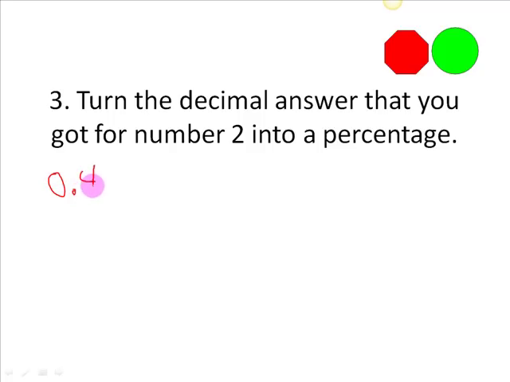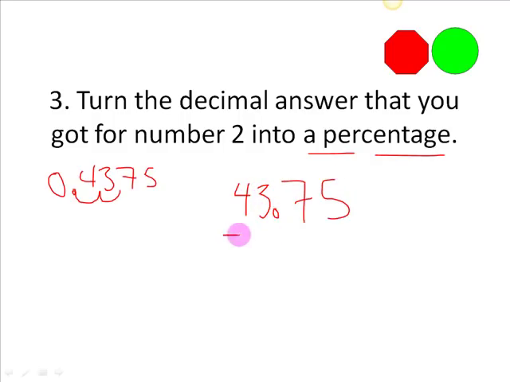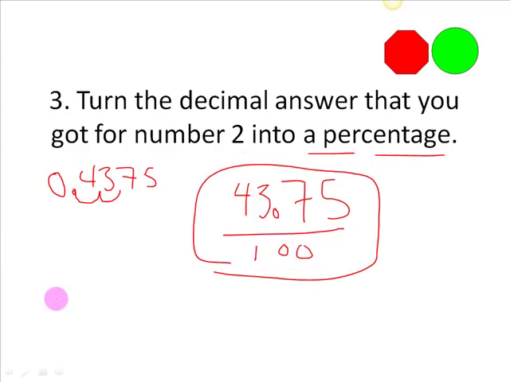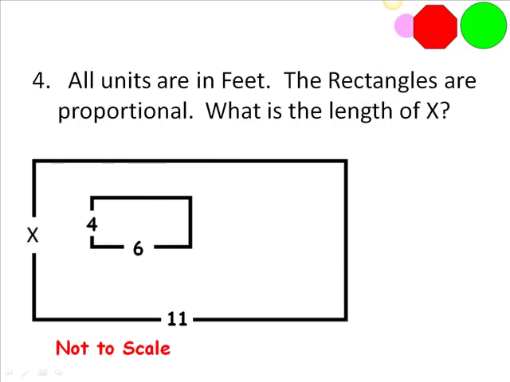The answer that we got for number 2 was 0.4375. And if we just shift the decimal 2 places, that turns it into a percentage. And a percentage means it's over 100. So we have the answer 43.75 over 100. If we did the long division on this, we would get 0.4375.